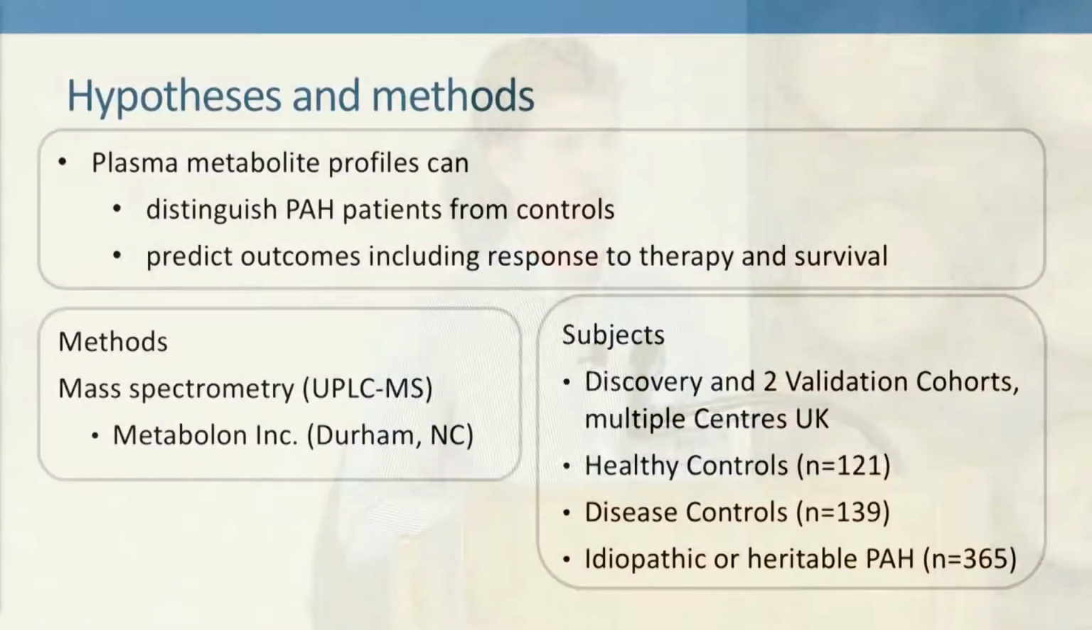in which we validated our findings. We had 2 types of controls. We had healthy volunteers, which included myself and other people working at the hospital. But we also had disease controls, which are an interesting population: the patients that get referred to the PAH clinic, but are found not to have pulmonary hypertension. So potentially a much more applicable group of patients to compare with. And then in total, we had 365 patients with idiopathic or heritable pulmonary arterial hypertension.